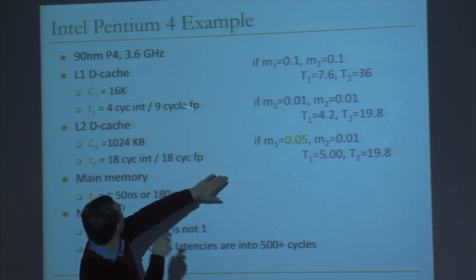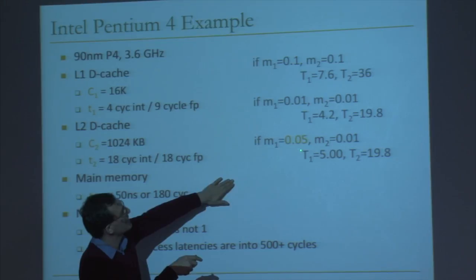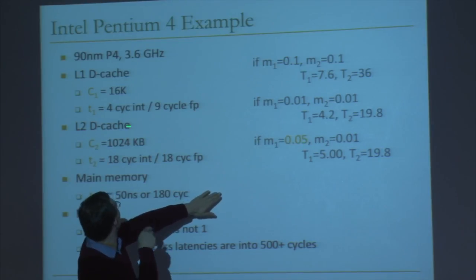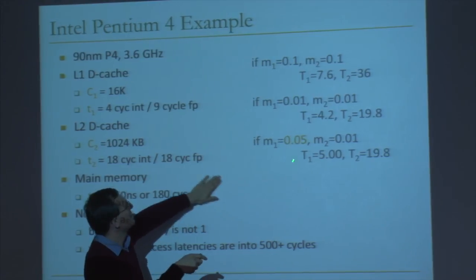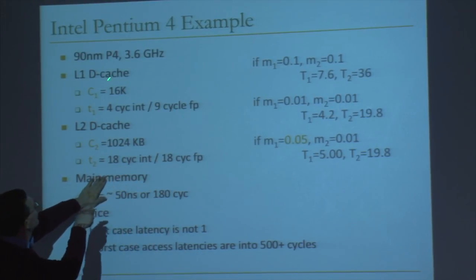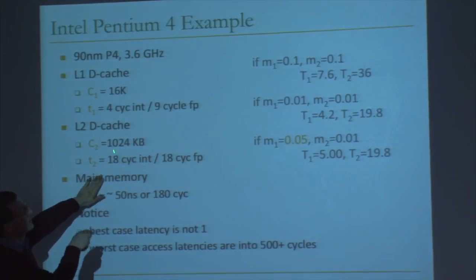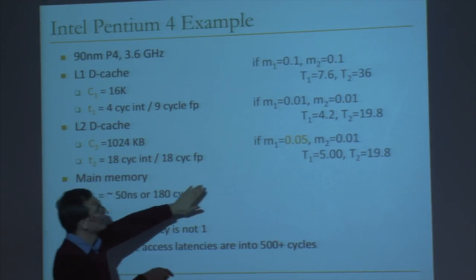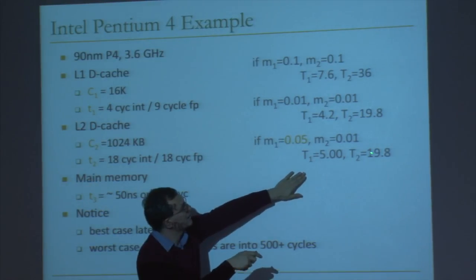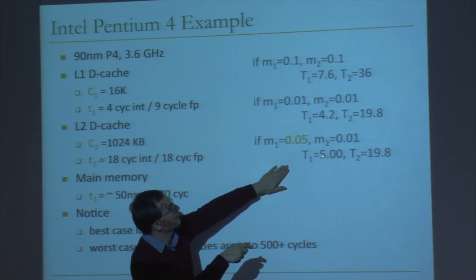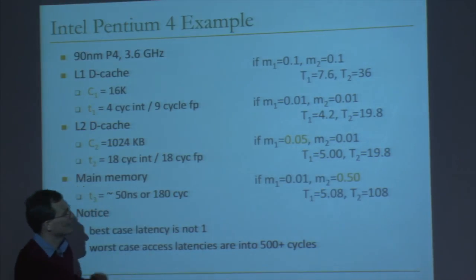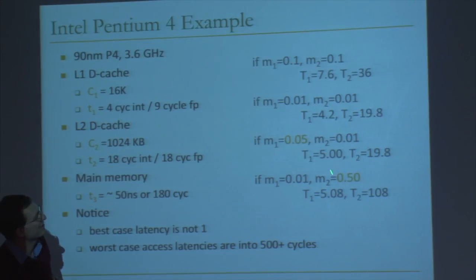Your hit rate in the L1 cache is 95%, miss rate is 5%, and your hit rate in the L2 cache is 99%. Basically, out of those 5% of all the references, 99% hit in the L2 cache. That's actually good, because your T2 is similar to over here, because it's 99% of the reference over hit here. But T1 is also low. It's 5.